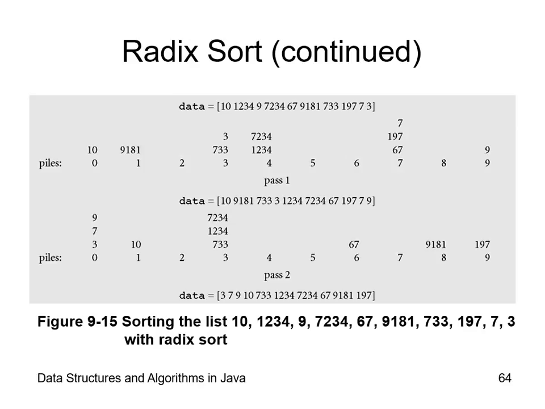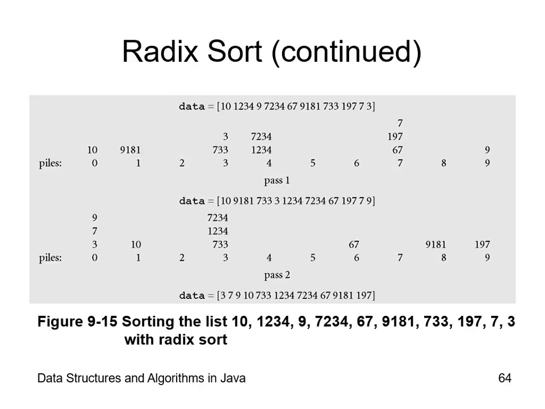On pass number 2, what are we going to have? 3, 7, 9, 10, 7, 3, 3, 1, 2, 3, 4, 7, 2, 3, 4, 67, 9181 and 197. What happened to the second pass?